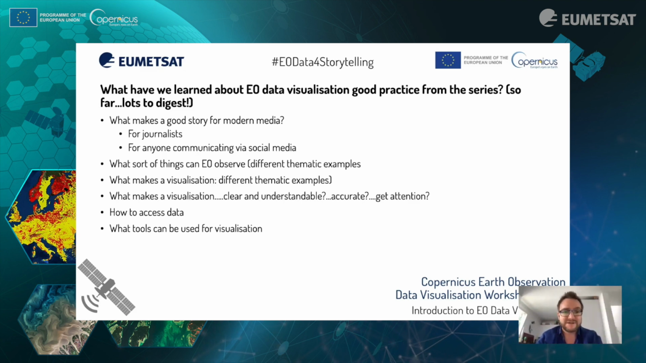We've learned the kinds of things that Earth observation data can observe through different thematic examples over weeks 2 through 5. Things about wildfires, things about heat waves, things about climate extremes. We've touched on all these different things. We've learned what makes a visualization successful, what makes it clear and understandable or accurate, and what helps it get attention. And we focused a bit on that in the first section of today.